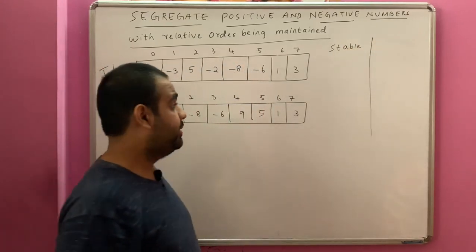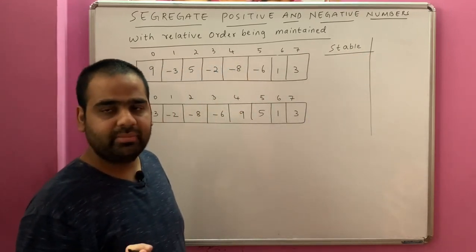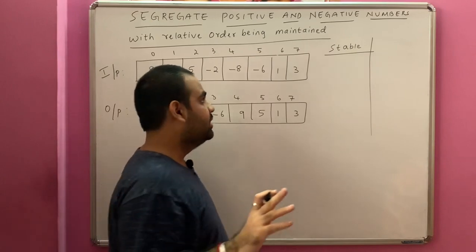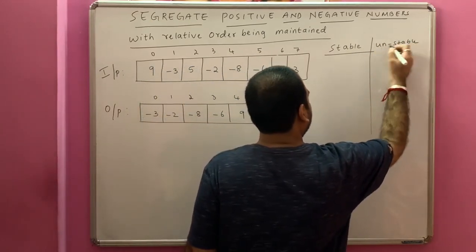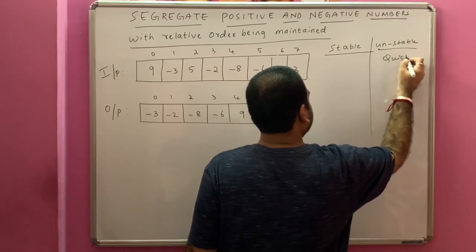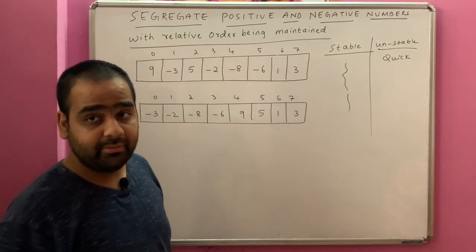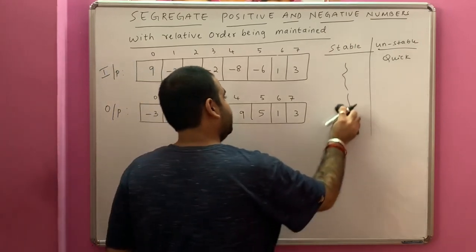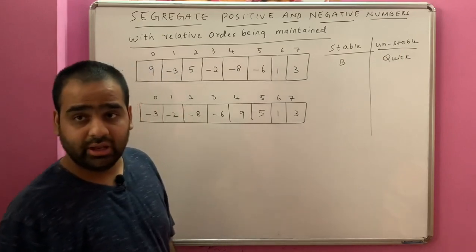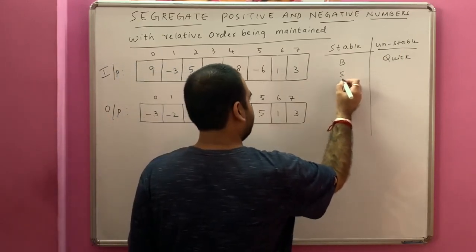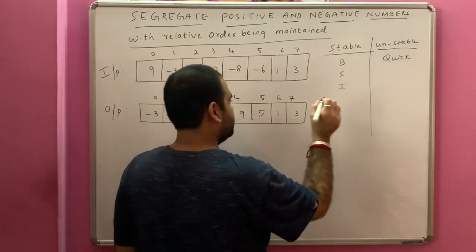Now what are the stable sorts? Are you getting it? Unstable means the relative order is not maintained. The only unstable sort technique is quick sort, and the rest of the sort techniques we have studied are stable sorts. The first one is the bubble sort, which will take n square time, selection sort n square time, insertion sort n square time. Quick sort is unstable, gone.